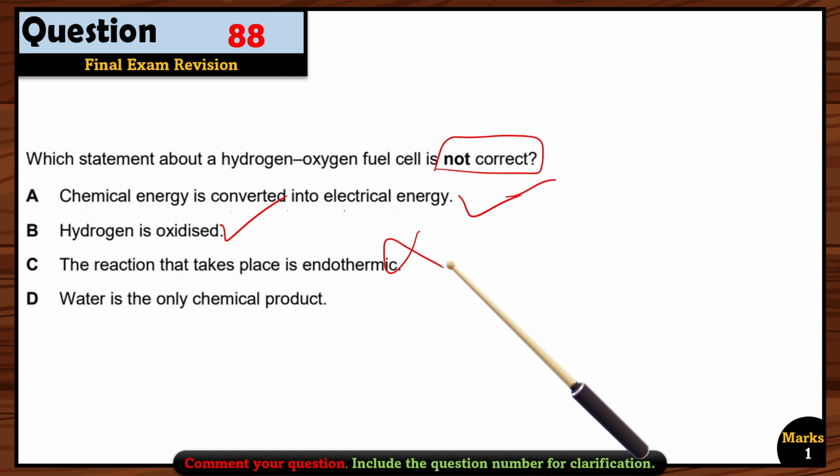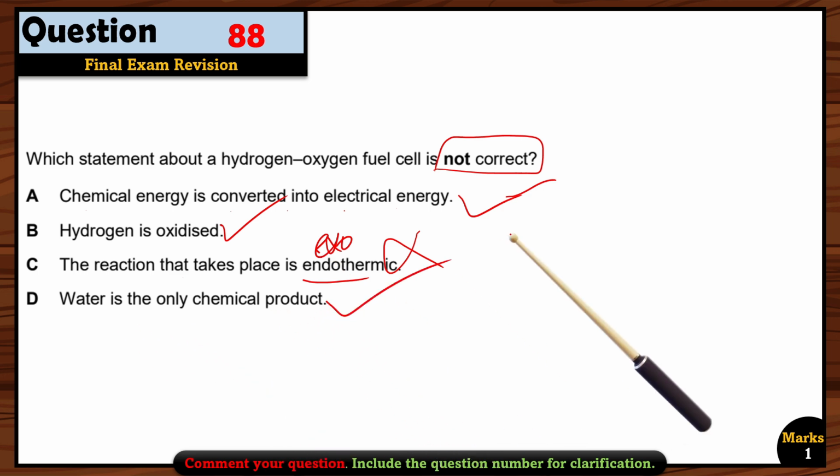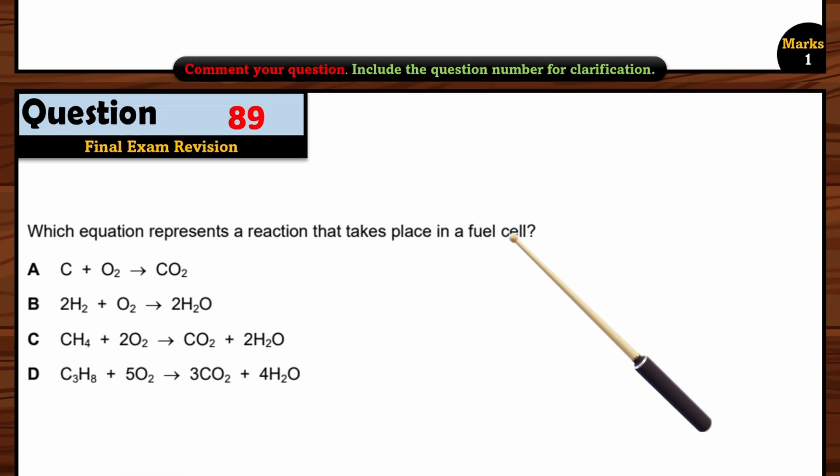And actually this reaction is a fuel cell, right? It's actually occurring in the fuel cell. So of course the fuel cell is giving you the heat. So it means this is wrong. It's exothermic. Water is the only chemical product. Yes. So that's also right. So option C is the only wrong option. So option C is correct.